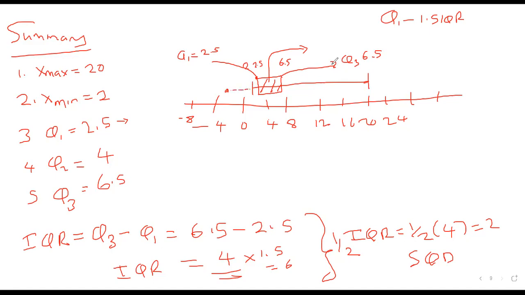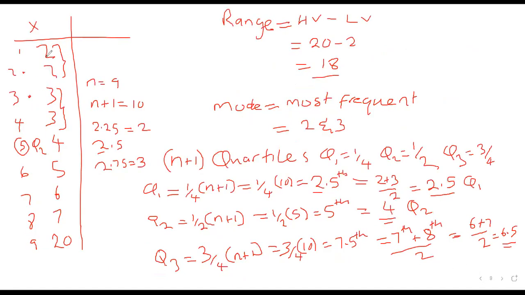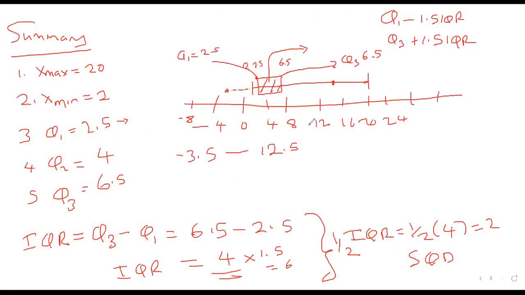Then to the upper bound, you add Q3 plus 1.5 IQR. So to the 6.5, when we add a 6, it will take us to 12.5, somewhere here. So the interquartile range gives you the range of acceptable numbers. Anything outside negative 3.5 to 12.5 is called an outlier. When we go to our figures here, you'll discover that the outlier is 20, because it's falling out of the range. So the outlier helps you identify which numbers are out of order.